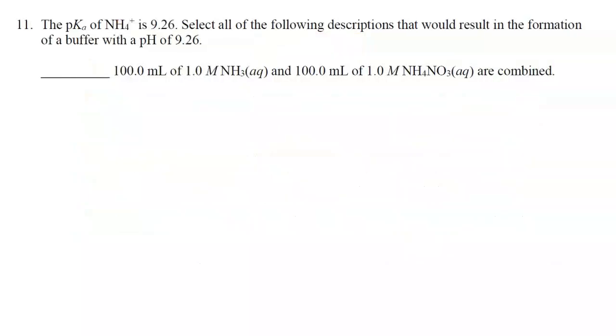In question 11, it says the pKa of NH4+, which is the ammonium ion, is 9.26. Select all of the following descriptions that would result in the formation of a buffer with a pH of 9.26. So just like in question 10, we're looking for a buffer solution in which the pH of the buffer solution is equal to the pKa of the acid. So for our buffer solution, we would like the concentration of the ammonium ion, or NH4+, to be equal to the concentration of its conjugate base, and that would be NH3, or ammonia.